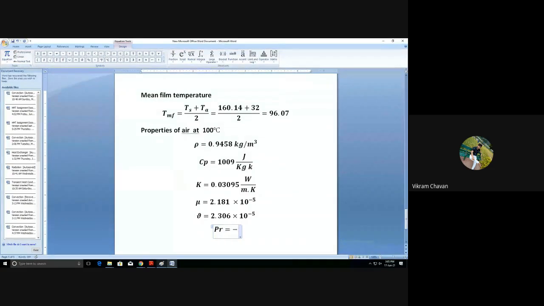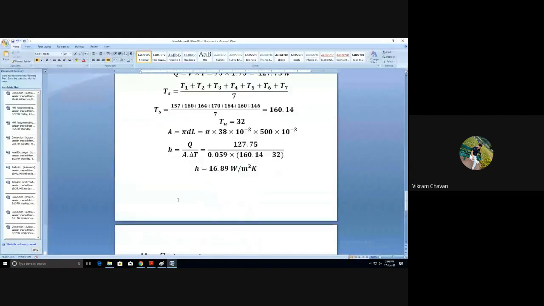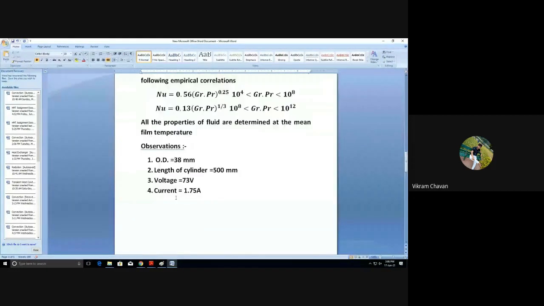Br is equal to 0.7111. By using the formula also you'll get the same Prandtl number. Now next, what do you calculate? The Prandtl number is known from this particular formula, but you have to calculate the Grashoff's number.